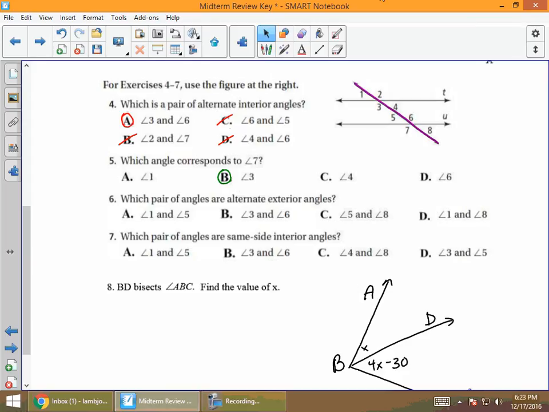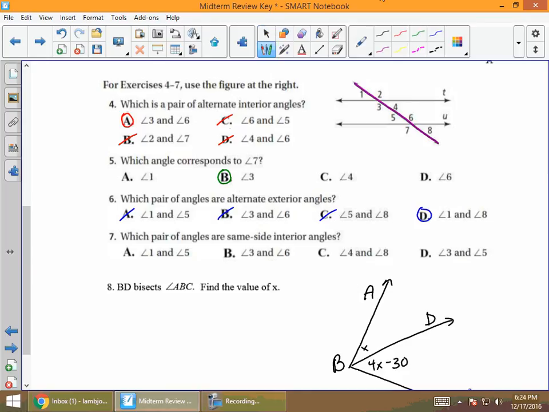For number 6, which pair of angles are alternate exterior? Alternate, opposite sides of the transversal. Exterior, they have to be on the outside of T and U. So 1, 2, 7, and 8 are my exterior angles. 1 and 5 are corresponding. That's not right. 3 and 6 are alternate interior. 5 and 8 are vertical. 1 and 8 are alternate exterior. So your answer is D.